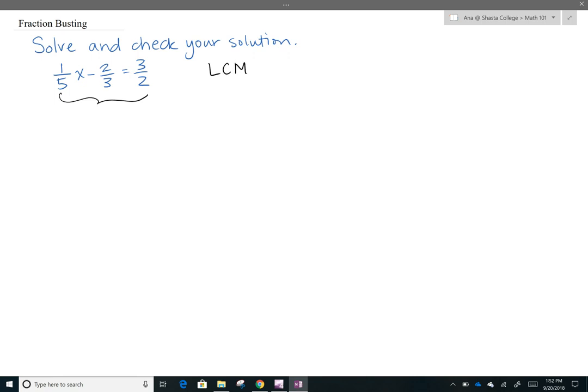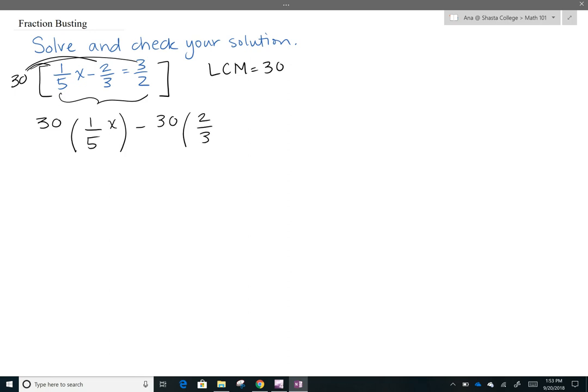We're going to multiply each term by 30. I'm going to distribute that to each term. I'm going to take 30 times 1/5 x minus 30 times 2/3 equals 30 times 3/2. Now 30 is not a denominator in this problem. However, it is a multiple. So what I do is I look at the first problem, and I'm going to reduce each of these values.